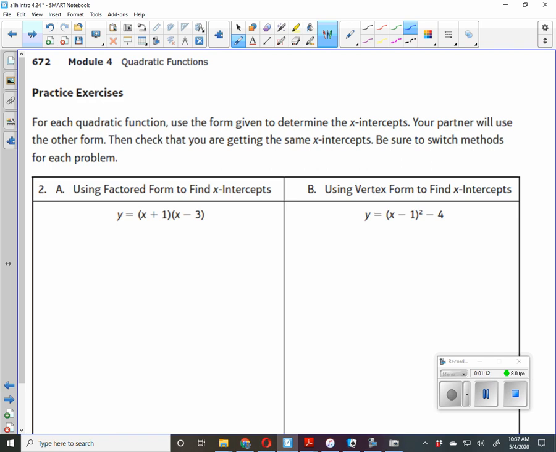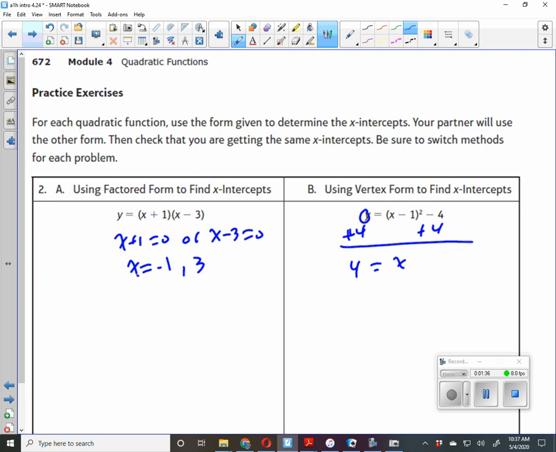So real quick, using factored form, we know that x plus 1 equals 0, or x minus 3 equals 0. So therefore, x has to equal -1 or 3. Over here, y goes to 0. We're going to add 4 to both sides, and we're going to get 4 is equal to x minus 1 squared. Allows me to take the square root of both sides.